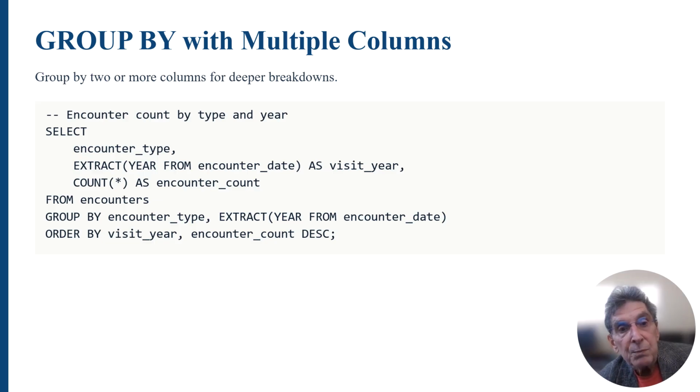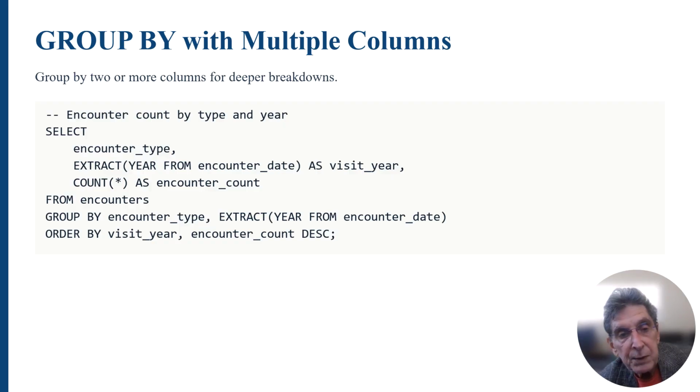Now let's look at group by with multiple columns. You can group by 2 or more columns for a deeper breakdown. When you group by multiple columns, each unique combination of values across those columns will become a separate group. Let's look at this example. It groups encounters by both encounter type and year. So you might get groups like annual physical for 2024 or annual physical 2025, sick visits for 2024 or sick visits 2025. Each of those is a separate row, so it lets you see trends over both time and visit types.